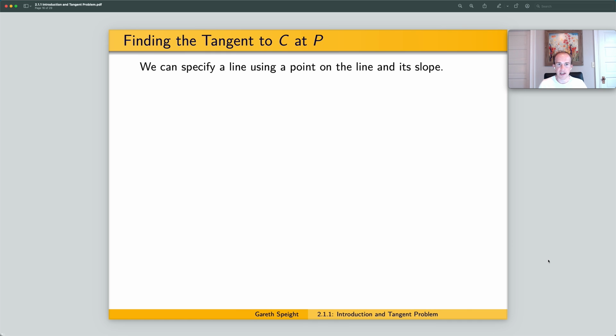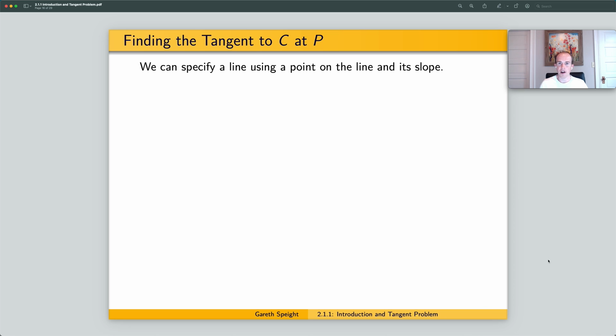Okay, but systematically, how do we find the tangent line to a curve at a point? Remember, there are different ways to specify lines if you want to find the equation of a line. One of them is point-slope form. If we know a point on the line and we know the slope of the line, then we can use point-slope form, y minus y1 equals m times (x minus x1), to write down the equation of the line.